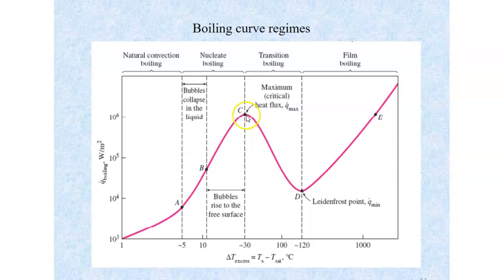Okay, transition boiling. This is the maximum, the critical heat flux. This is the point where Q dot is max. And then before it goes towards film boiling, there is a Leidenfrost point. What actually happened here?